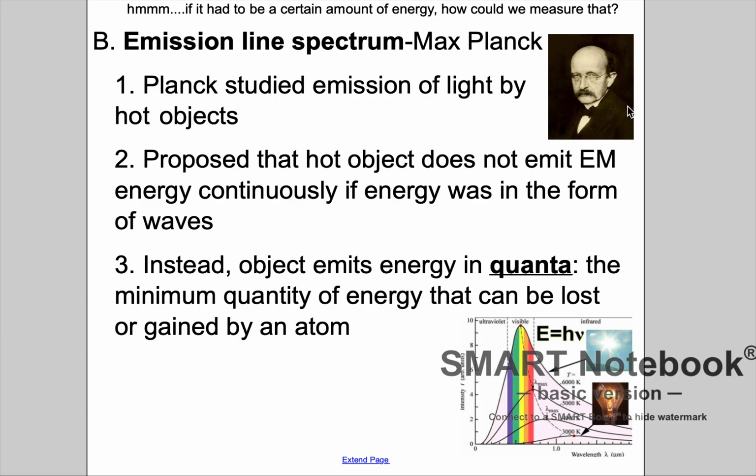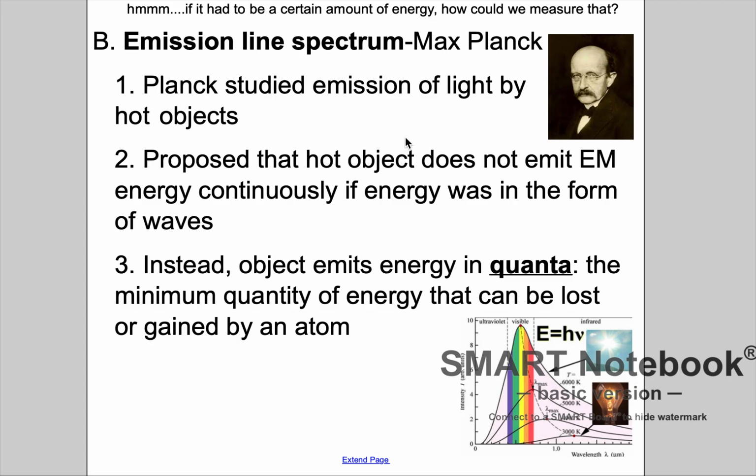So if light had to be a certain amount of energy, how could we measure that energy? Max Planck was doing research with emission line spectrums. He was basically heating objects up and then studying the light being given off by that object. So if you take an iron poker and leave it in the fire and then take it out, it's red. It's glowing, it's giving off light. That was his study. What he was looking at was emission line spectrums, or black body radiation.